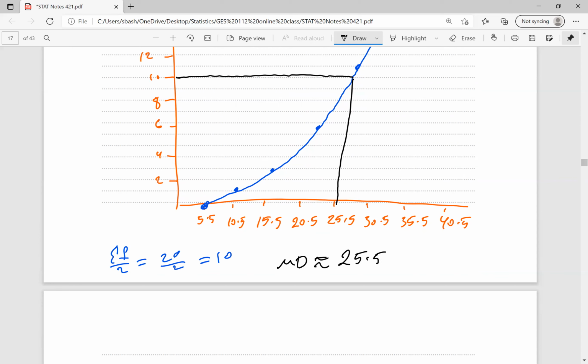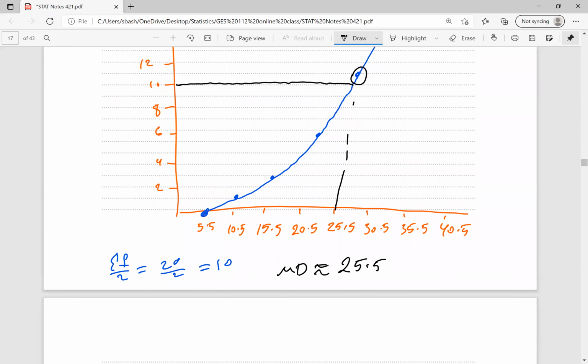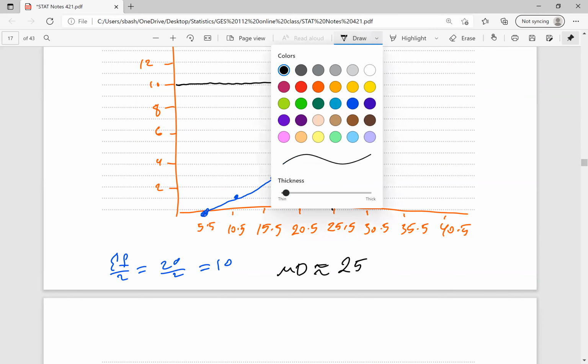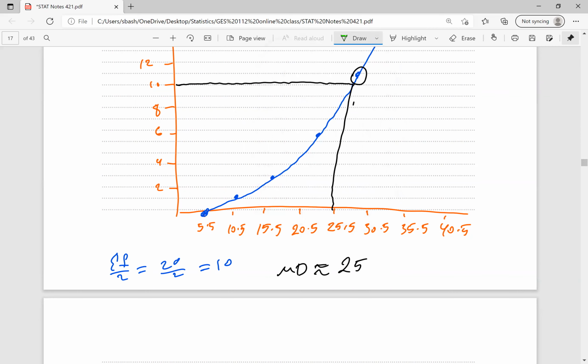And if this is accurate, it will be about 24.5. So at this point, it should go with this 25. So the median for this one, if this is accurate, I'll say it is approximately 25. And this is the idea of finding the median using the graph of the accumulated frequency distribution.